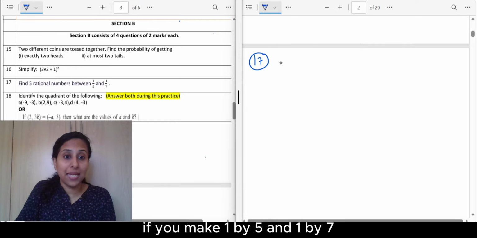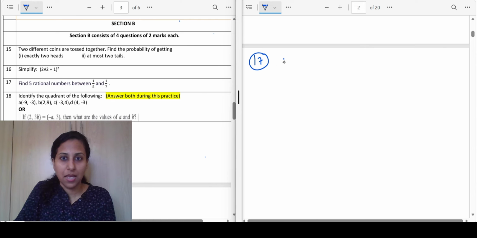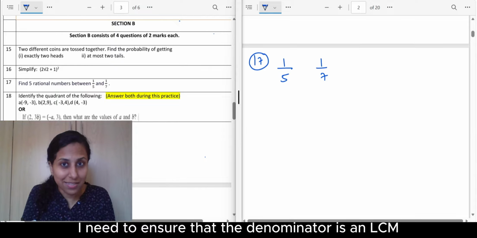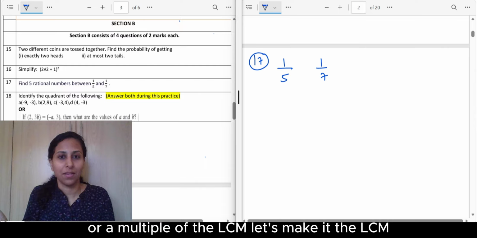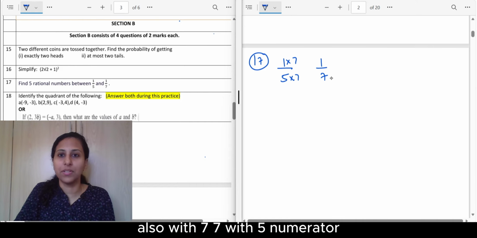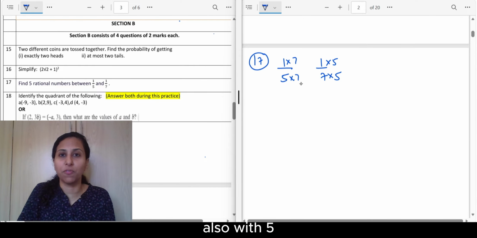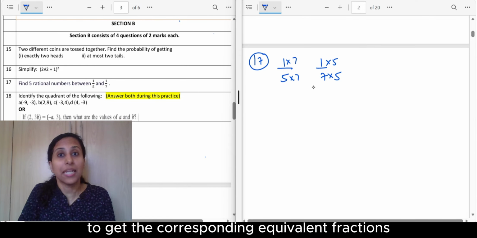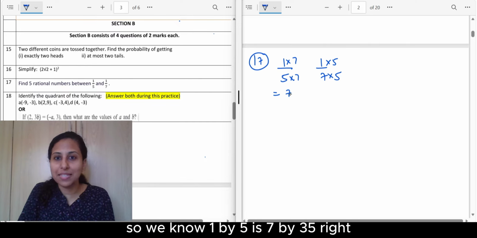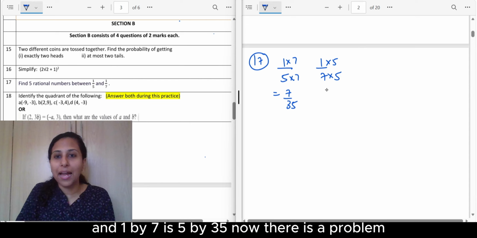If you make 1 by 5 and 1 by 7 have the same denominator, I need to ensure that the denominator is the LCM or a multiple of the LCM. Let's make it the LCM. That's easier here. I can multiply 5 with 7, numerator also with 7, and 7 with 5, numerator also with 5, to get the corresponding equivalent fractions which have the same denominator. So we know 1 by 5 is 7 by 35, right? And 1 by 7 is 5 by 35.